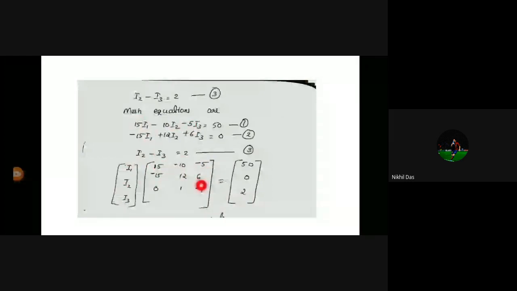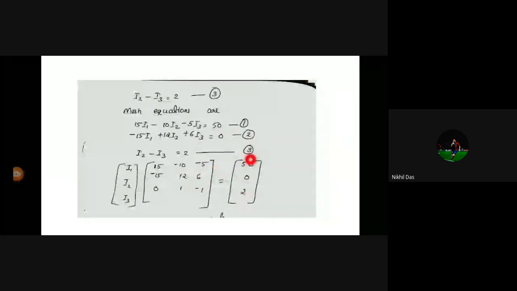Next, this matrix multiplication will be equal to this quantity. After the equal to there is a constant term, that is 50, 0 and 2. So you can write in the same manner 50, 0 and 2. This is the way you write this matrix form. First the variables will be written in a column matrix, then the coefficients will be written in this manner, and after that the constant or voltage terms can be written in a column matrix.